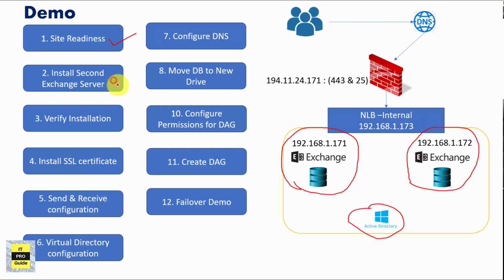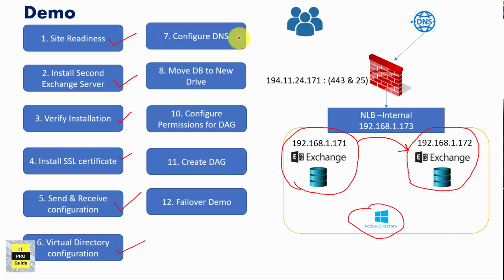So I'm going to install a second Exchange server. Then we will verify the installation. After that, we will export the SSL certificate from the current server to the new server. Then after that, we need to configure the send and receive connectors as we did in the first Exchange server. Then we're going to configure the virtual directory configuration for Outlook Anywhere access, Autodiscover, and OWA access.